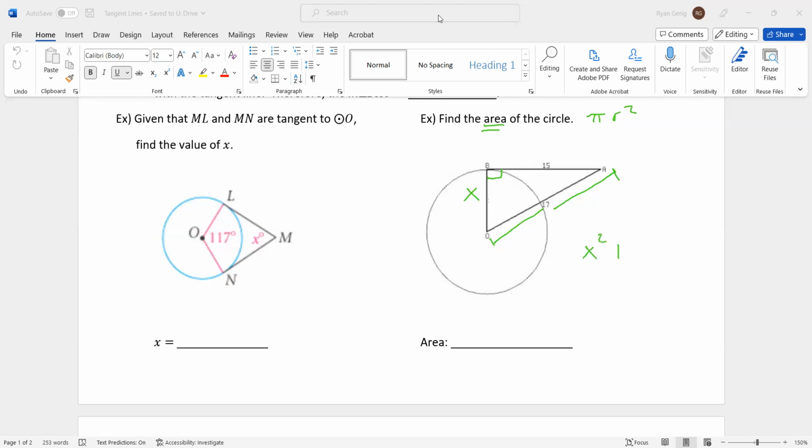So x squared plus 15 squared equals 17 squared. Right. And then I think you get x squared equals 64 when you do that, and you get x equals 8. X is your radius, so now it's pi times 8 squared, so 64 pi units squared is the area of the circle.